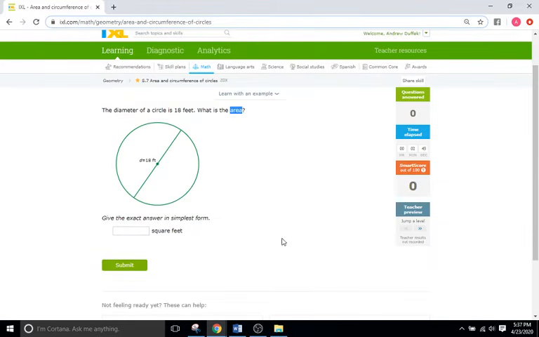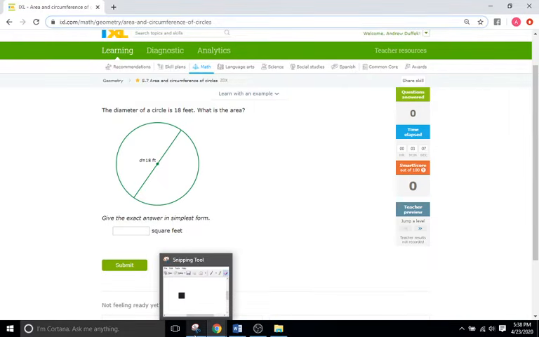This is Mr. Duffick, and today I'm going to go over IXL S7, which is area and circumference of circles. So you're going to see a series of problems, and they're just going to ask you what the circumference or the area is of the circles that they give you here. And when you're dealing with circumference and area of circles, you really need to know the formulas.